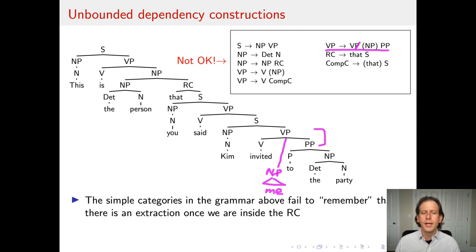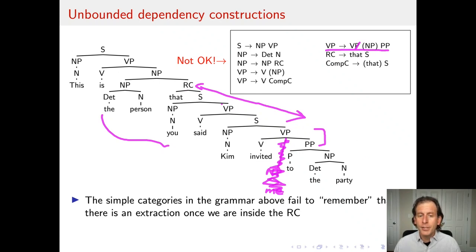This is the person that you said Kim invited me to the party. That is off. It's not clear where the person's role is anymore inside all of this structure. And so this is not okay. But the thing that makes it not okay is way up here. And so the problem is we need to propagate information downward into the tree, or back upward into the tree, depending on the way you look at it, to make sure that the property of being inside a relative clause like this, which is an extracted environment, is respected down here.